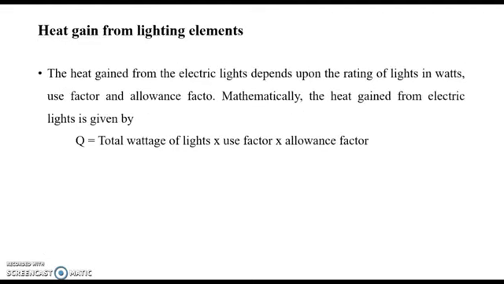Heat gain from lighting elements. In a conditioned space there are a lot of lights and fans. We fit a fan, a motor and cooking equipment, which also release heat. We are going to account for that heat. Mathematically, the heat gained from the electrical light is given by Q = total wattage of lights × use factor × allowance factor.